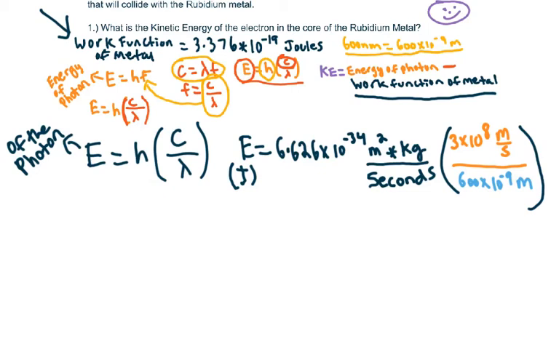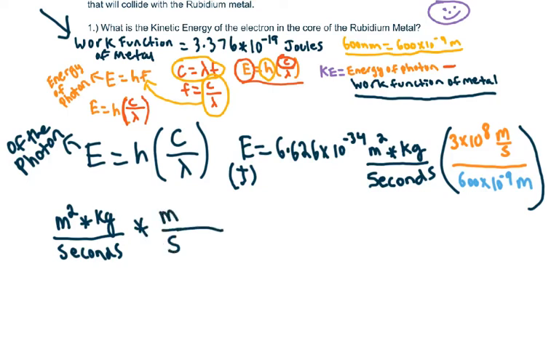So we're going to multiply meters squared times kilograms, guys, that's the units for our Planck's constant, divided by seconds. And then we're going to multiply that by the speed of light, so meters per second. Since we're saying seconds on the left side, let's just be consistent and say seconds. All right, so it looks even.